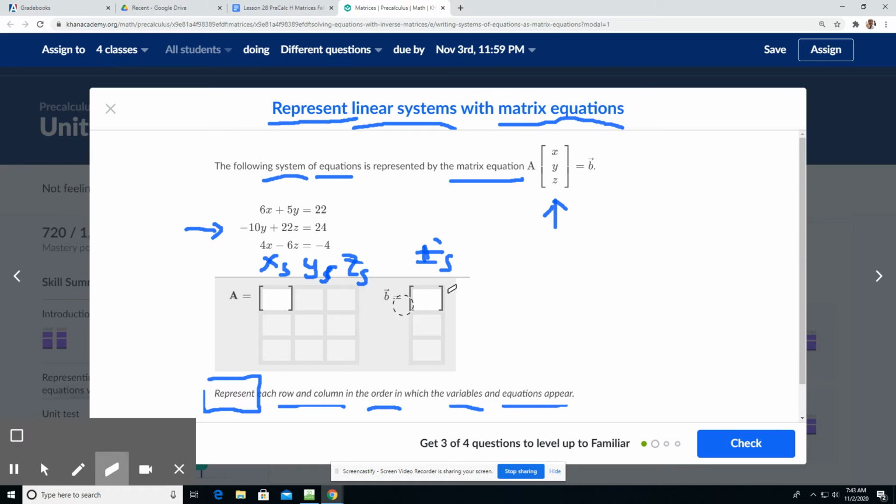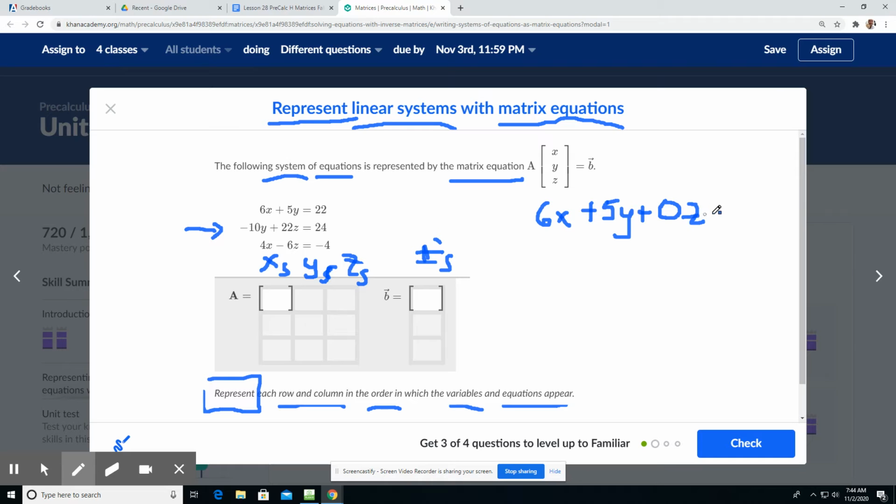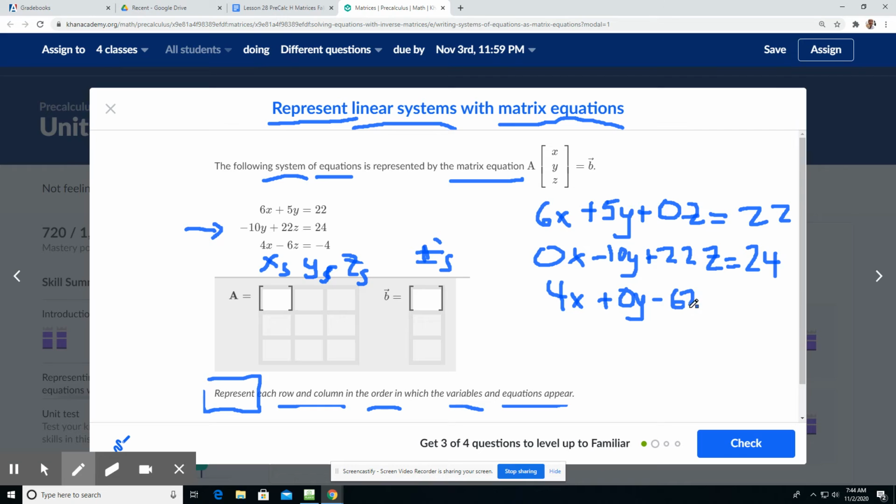So let's go ahead and do that. We're going to have 6x plus 5y plus 0z equals 22. And then 0x minus 10y plus 22z equals 24. And finally, 4x plus 0y minus 6z equals -4. All right.